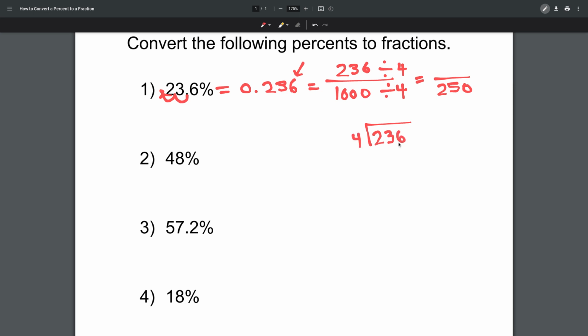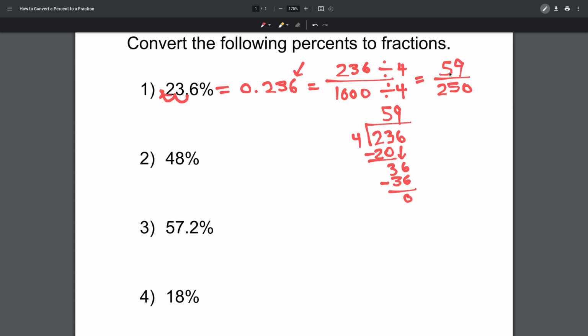4 doesn't go into 2, but it goes into 23 5 times. 5 times 4 is 20. 23 minus 20 is 3. Bring down the 6. 4 goes into 36 9 times. 9 times 4 is 36. 36 minus 36 is 0. So we're going to put 59 up here.